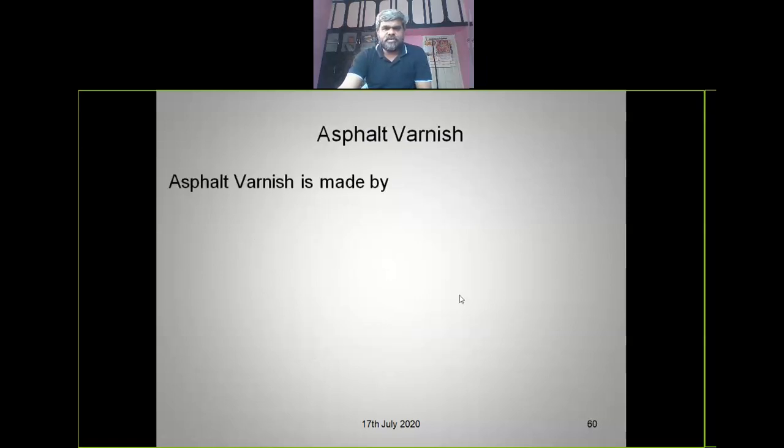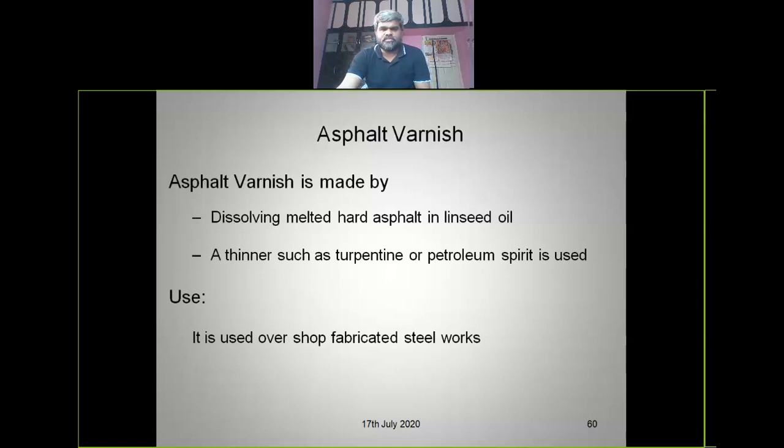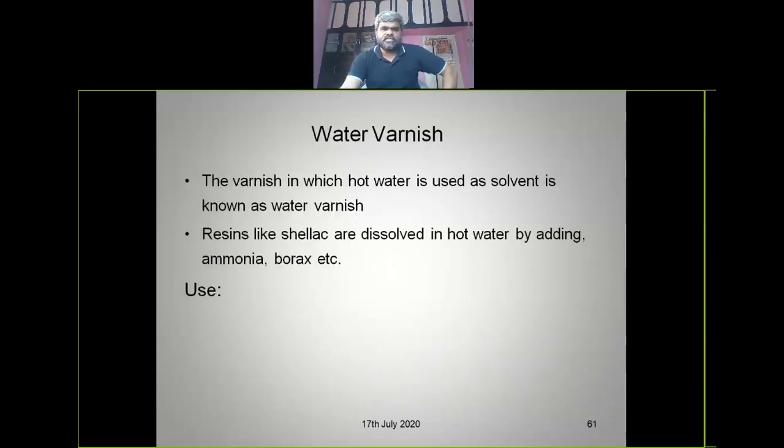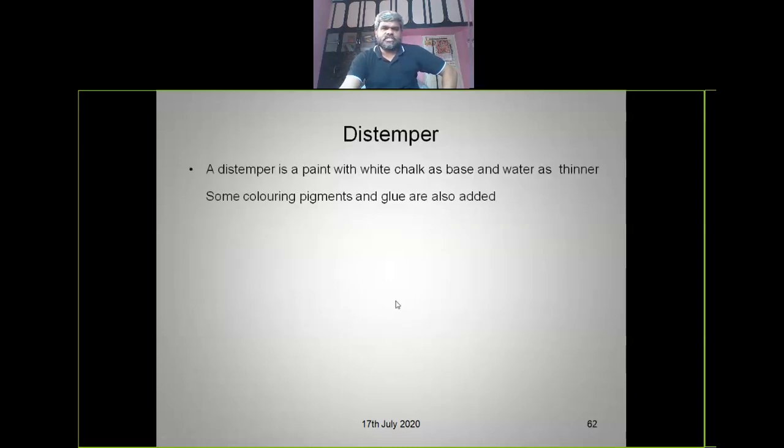Asphalt varnish is made by dissolving melted hard asphalt in linseed oil. It is used for sharp fabricated steel works. Water varnish is varnish in which hot water is used as a solvent, and these are used for varnishing maps and pictures also. Distemper.